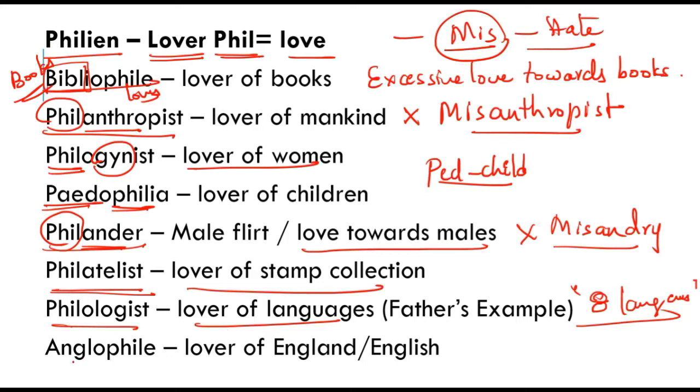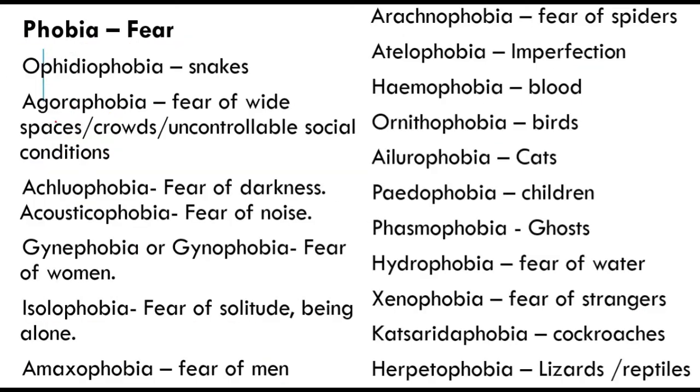Last but not the least, Anglophile. Anglo means British, right? Phil means love. So, if you are sexually attracted to British or you have excessive love towards British, you can actually call them Anglophile. Let's look at one of the major root words we have been seeing here and there, that is phobia. Phobia means fear.